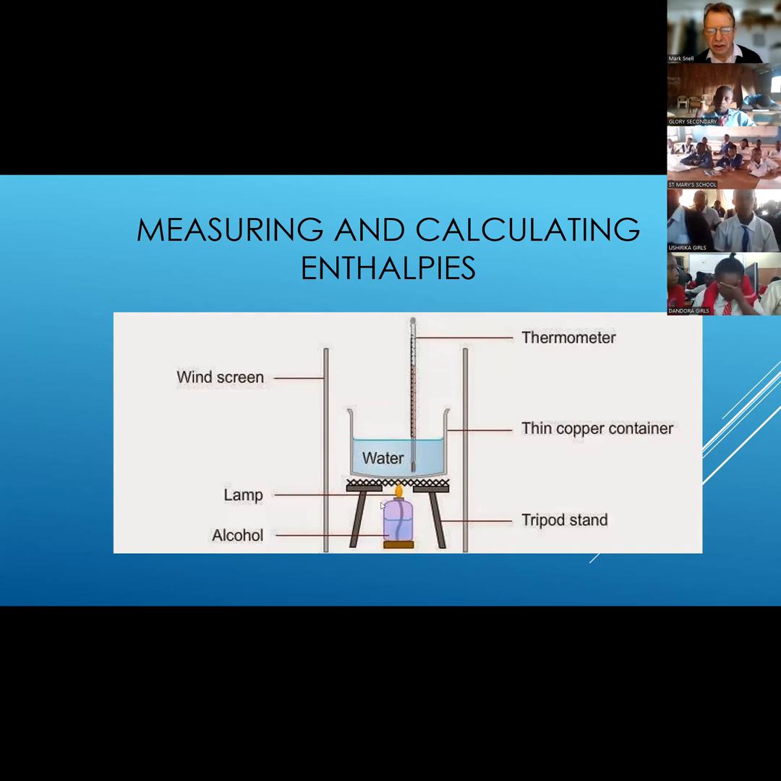So let us imagine that we are trying to find how much energy is given out by an alcohol. There are many alcohols, or alkanols, as they're called. Alkanol or alcohol is the same title for that family of chemicals. So we have a certain amount of water. We need to know the amount of water. We need to know the thermometer reading at the beginning and the end, and we need to know the mass of alkanol which is burned.